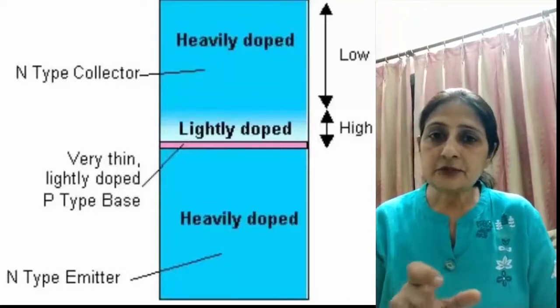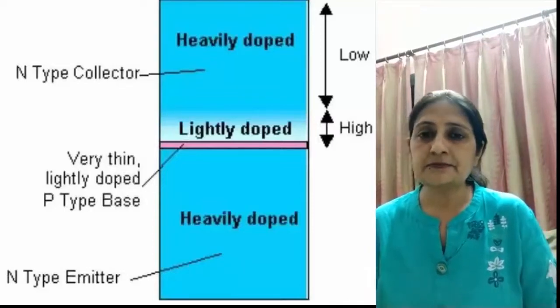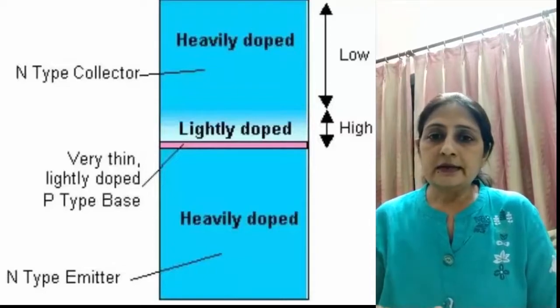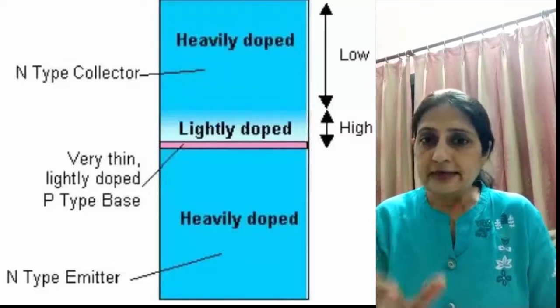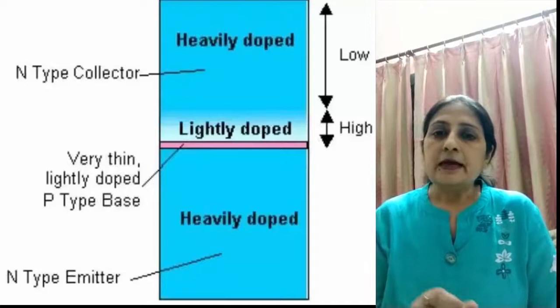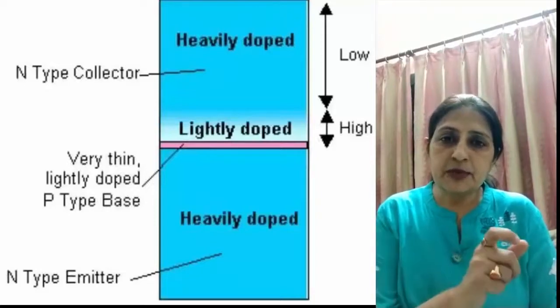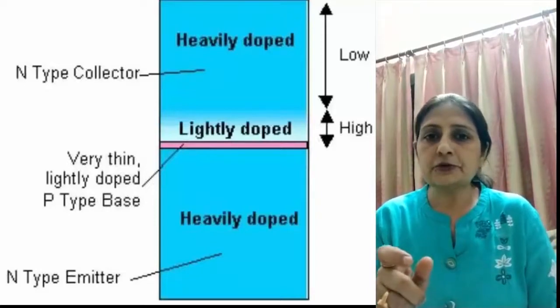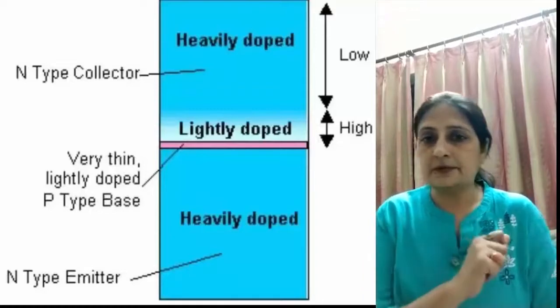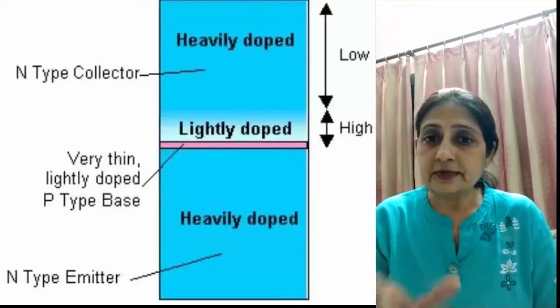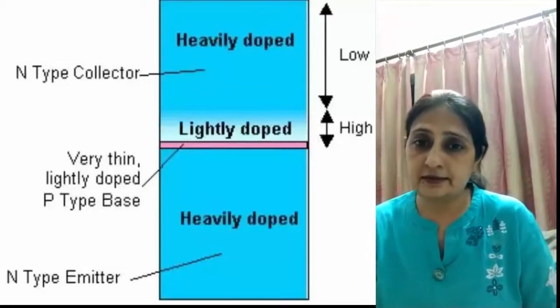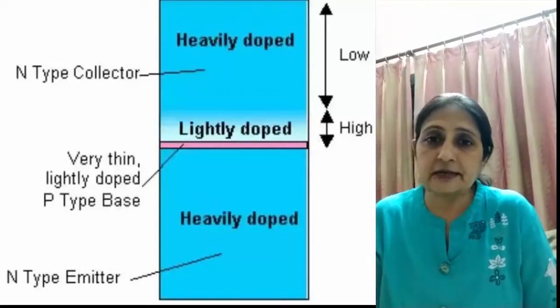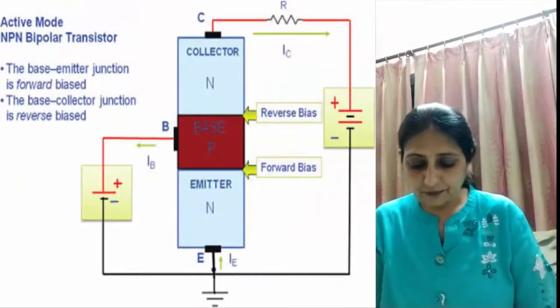As far as the width of these regions is concerned, collector is the wider one. It's the widest one, rather, you can say. And base is made much narrower in comparison to collector and emitter. Collector is made wider because its function is to collect the charge carriers. That's why it is the widest region.